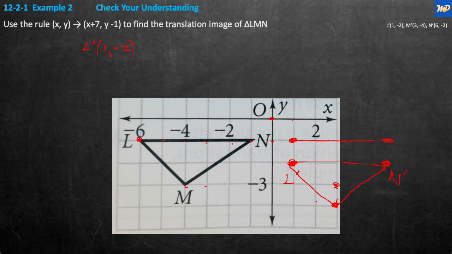So that's the first one. The second one, M prime, is going to be 3, comma, -4. And the last one, N prime, is going to be 6, comma, -2. So there's those values. I didn't ask you to go off and do it on your own because I didn't give you a good spot to draw it on or to think about.